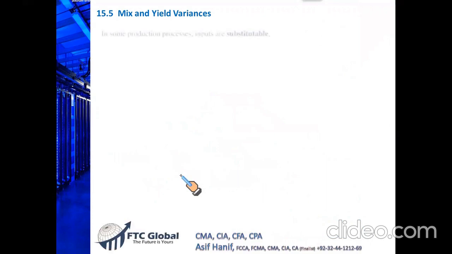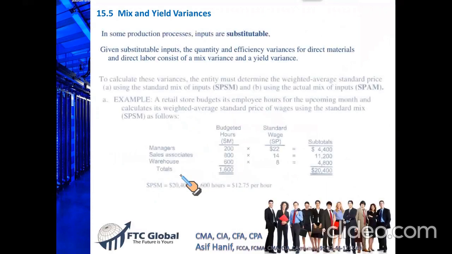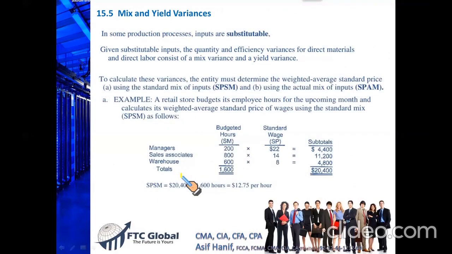Let's do a question that will explain the idea. Let's say we have different types of workers in our factory. We plan that we will use 200 hours of our managers, 800 hours of our sales associates, and 600 hours of our warehouse staff. This is the budgeted mix, or what you call the standard mix, SM. Remember, this is the standard mix: out of a total of 1600 hours, 200 hours will be from the managers, 800 hours from sales associates, 600 from warehouse. This is called standard mix, right?